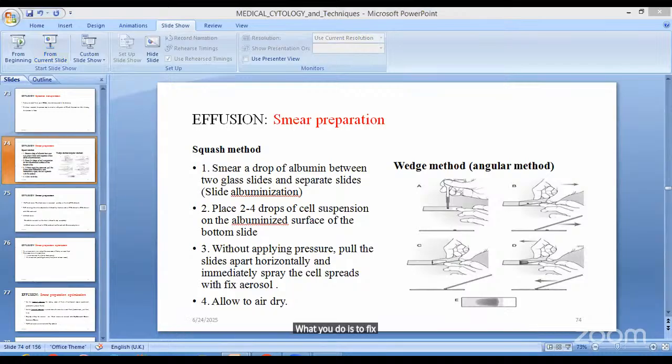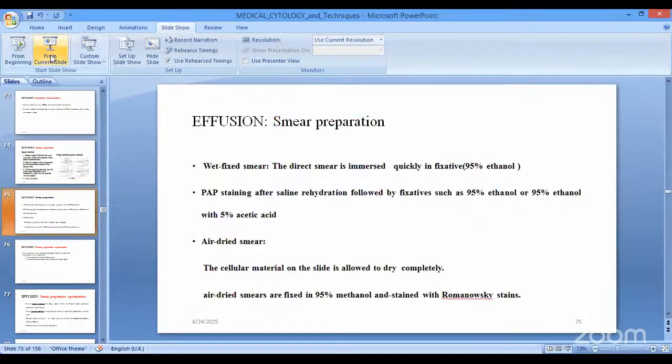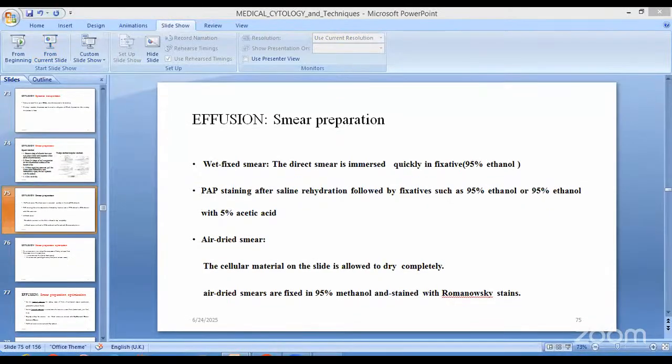For the wedge method, which is shown on this slide, what you do is to fix it wet. The direct smear is immersed quickly in fixative, 95% ethanol. You can carry out the Pap staining technique after saline rehydration, followed by fixatives such as 95% ethanol or 95% ethanol with 5% acetic acid. For Romanowsky techniques, you are going to air dry the smear. The cellular material on the slide is allowed to dry completely. And of course, you can go ahead to apply the stains.